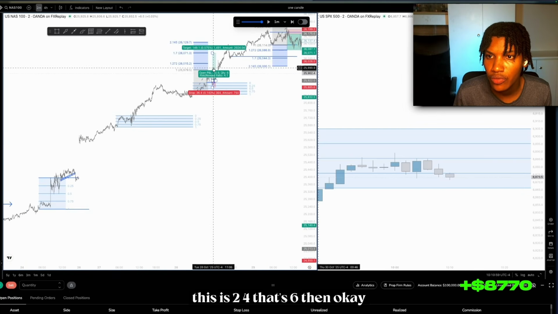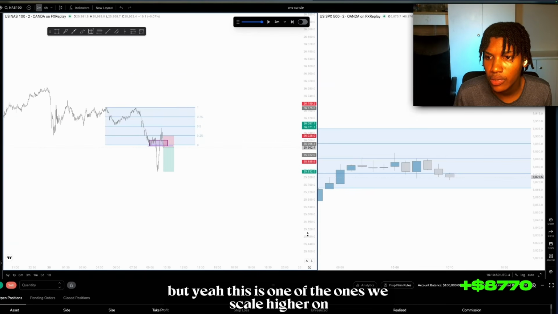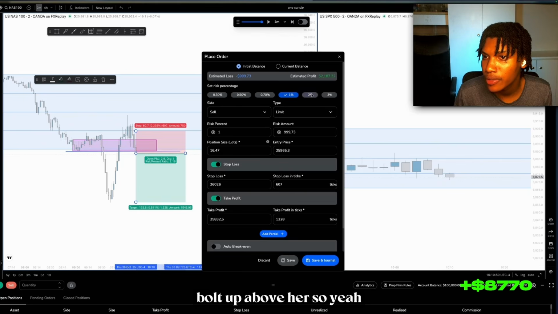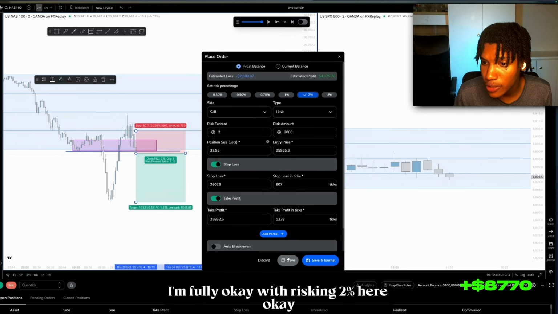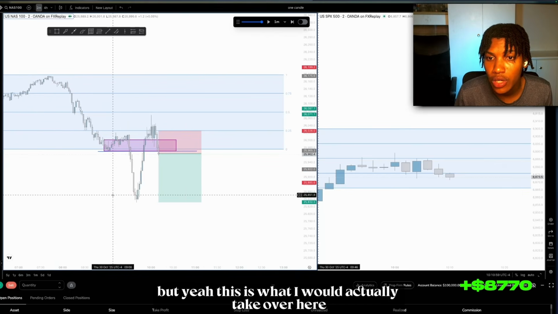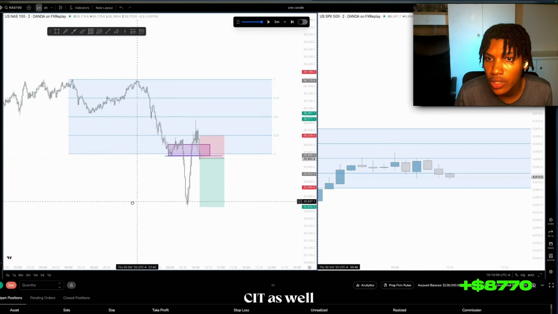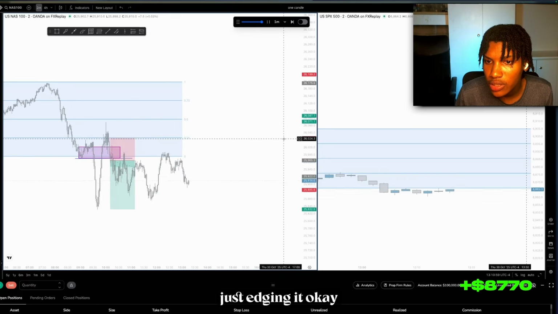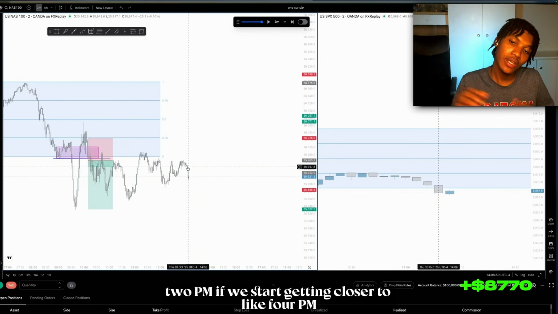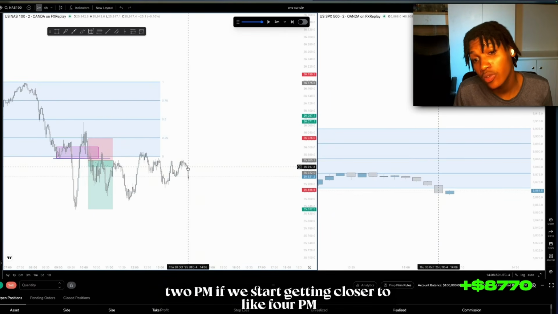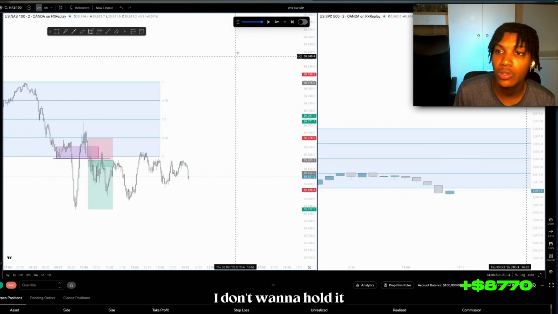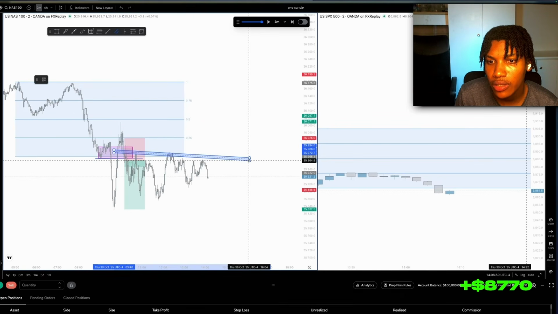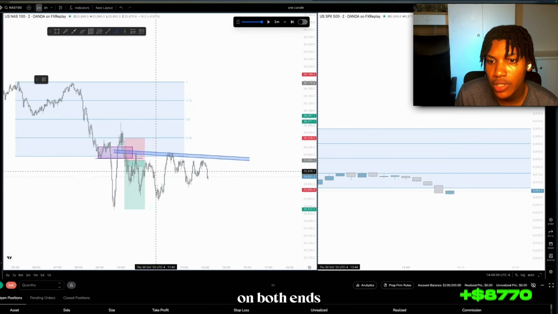This is 2, 4. That's 6 then. Okay, but yeah, this is one of the ones we scale higher on. We built up a buffer. So yeah, I'm fully okay with risking 2% here. But yeah, this is what I would actually take over here. CIT as well. Continuation into the 25% to push down lower. Just edging it. Okay, what time is it? Yeah, it's 2 p.m. If we start getting closer to 4 p.m., I might cut this out early. I don't want to hold it, especially with this type of volatility. But what I'm thinking right now is that price is getting liquidity on both ends.